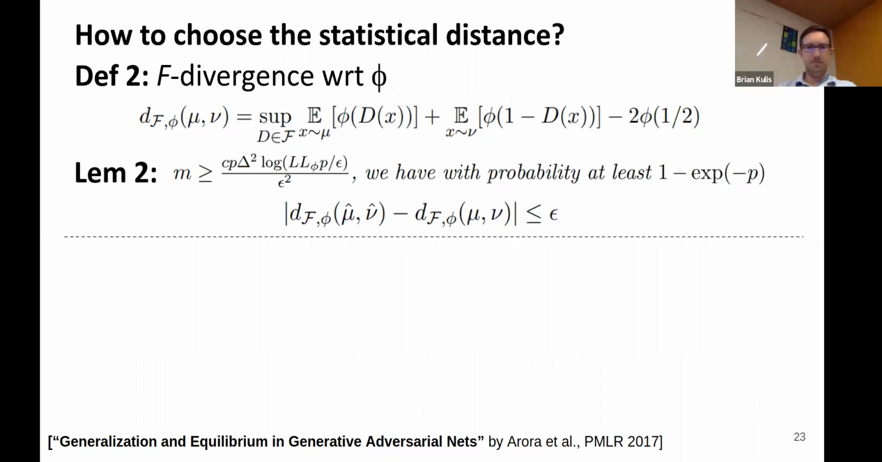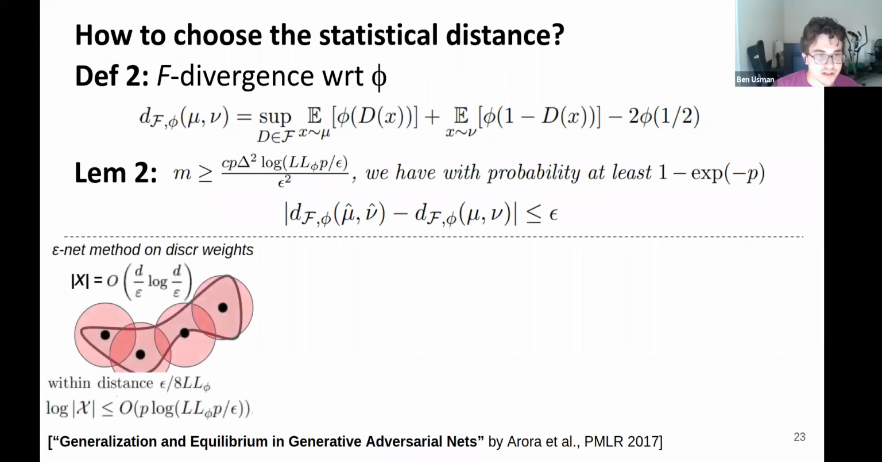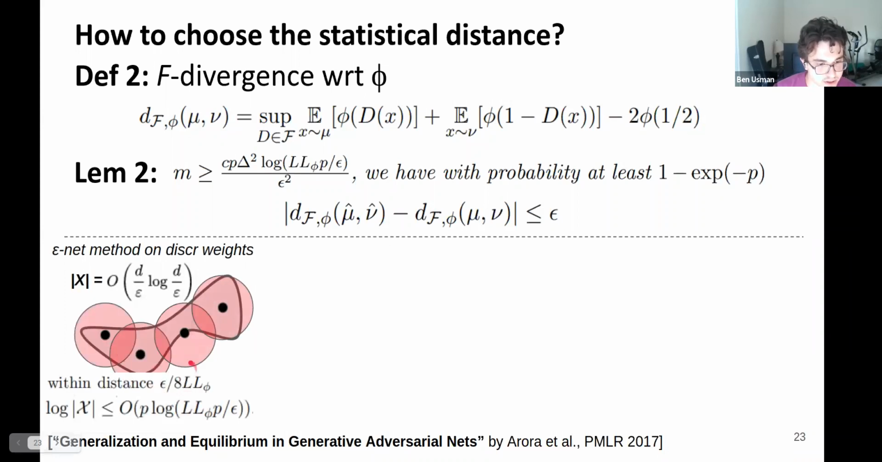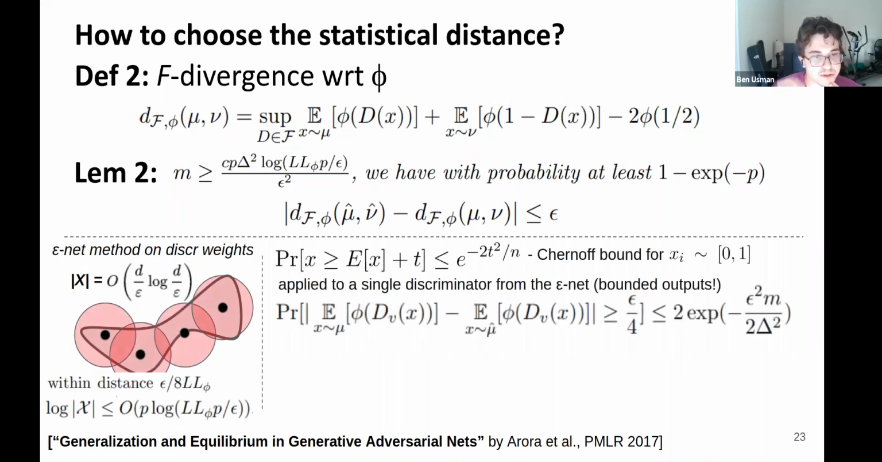Yeah, thanks. Cool. Okay, so mathematically, very briefly, we use an epsilon net on the discriminator weights to get this specific approximation error, and you need that many discriminators to do that. It gives you the size of the epsilon set. Then we use the Chernoff bound on the outputs of a single discriminator in the epsilon net, because its outputs are bounded. That's why we can use it. If they weren't bounded, we could not use that.